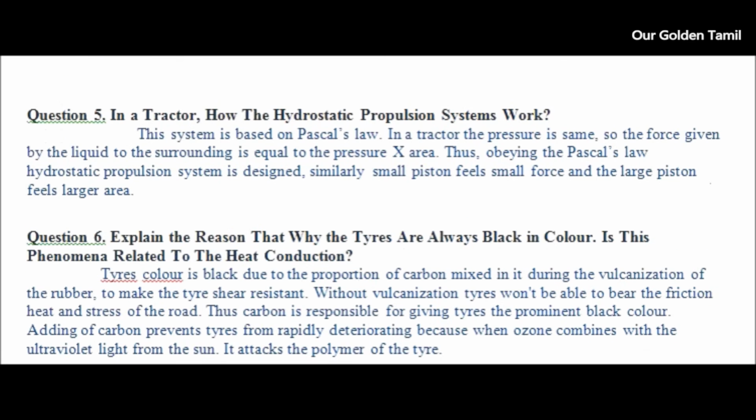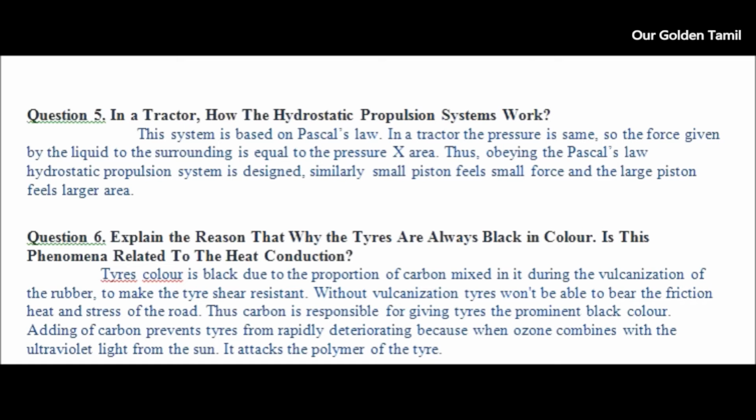Question 5. In a tractor, how do hydrostatic propulsion systems work? Answer. This system is based on Pascal's law. In a tractor the pressure is the same, so the force given by the liquid to the surroundings is equal to the pressure x area. Thus, obeying Pascal's law, the hydrostatic propulsion system is designed. Similarly, a small piston feels a small force and the large piston feels a larger force because of its larger area.